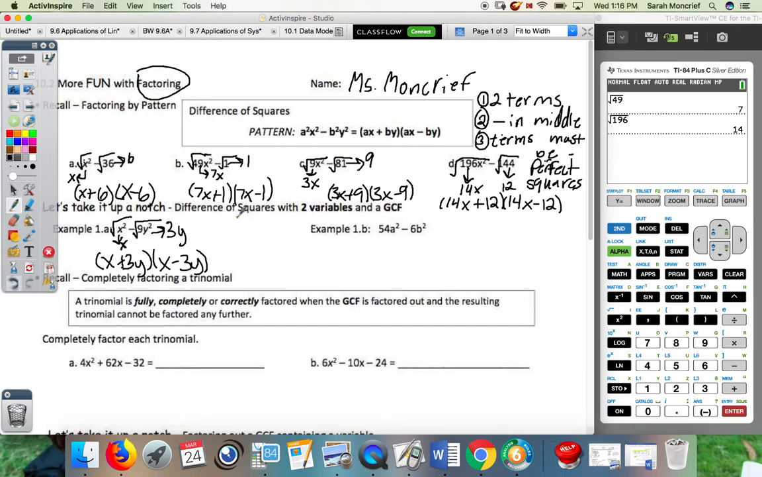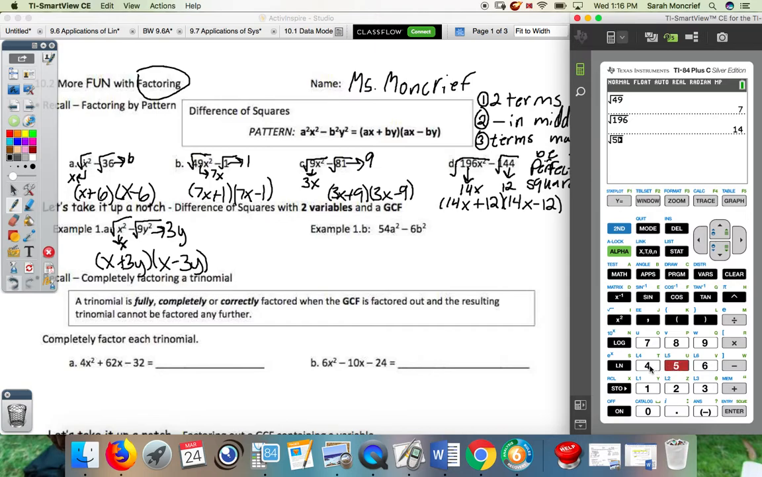Now let's look at example 1b. We have 54a squared minus 6b squared. Now, let's go through our checklist. Is there two terms? Yeah, there's two terms. We have 54a squared and 6b squared. Is there a minus sign in the middle? Yes, we see it. We love it. It's working out. But now are these perfect squares? Well, let's try it. What's the square root of 54? That's not working out. And then what's the square root of 6? That didn't work out either.